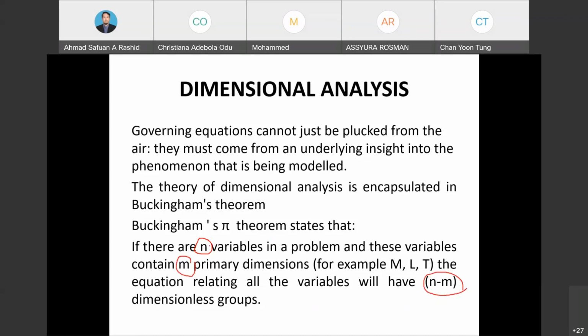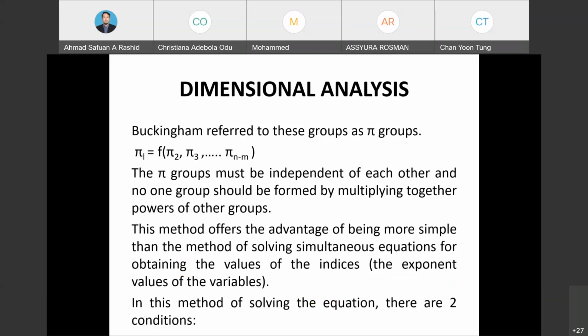To count how many dimensionless groups we should derive, we refer to n. For example, if n is equal to 6 and m is equal to 2, then 6 minus 2 becomes 4. So we need to derive 4 dimensionless equations. Buckingham refers to these as Pi groups. The Pi groups must be independent of each other, and no one group should be formed by multiplying together powers of other groups.